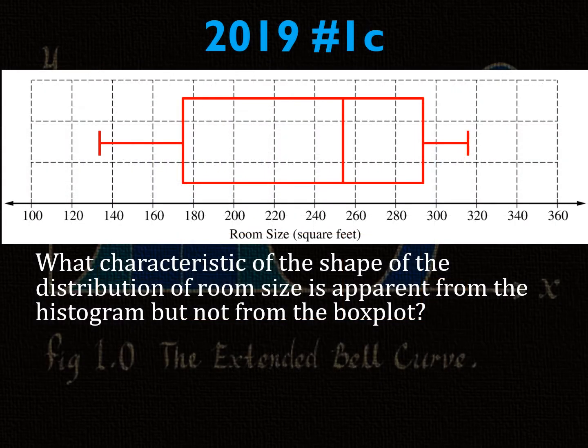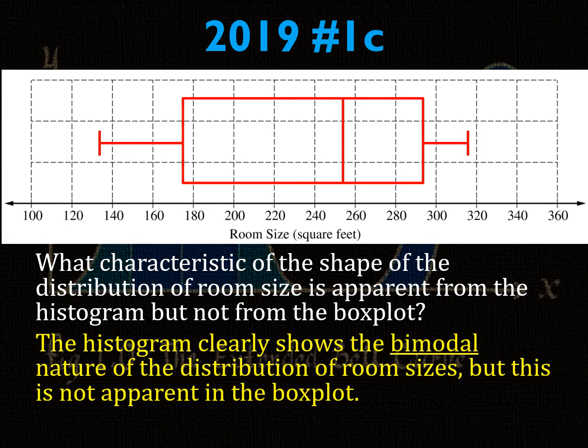Part C, what characteristic of the shape of the distribution of room size is apparent from the histogram but not from the box plot? So the box plot cannot determine the shape of a distribution alone. Notice that the histogram tells you it's a bimodal distribution. It's got two peaks, but the box plot cannot tell you that. As far as you can tell, it looks slightly skewed left. So that is not apparent in the box plot. So once again, a box plot cannot be solely used to determine the shape of a distribution.